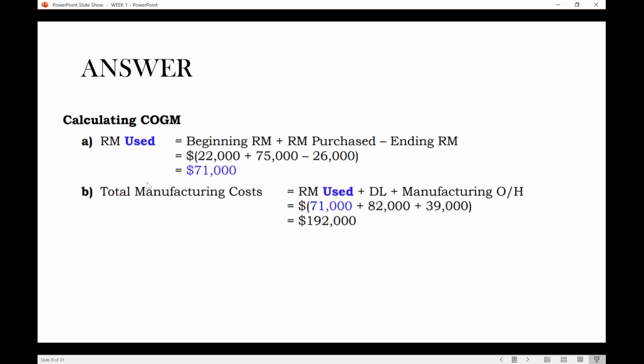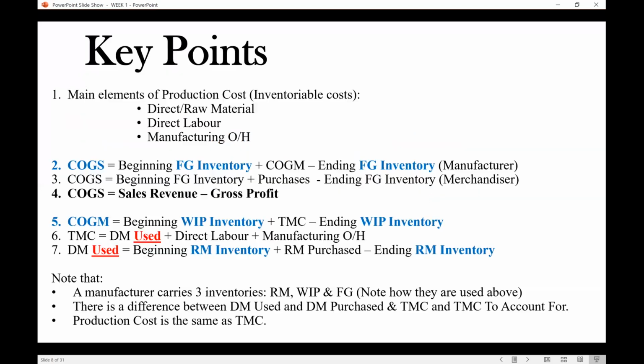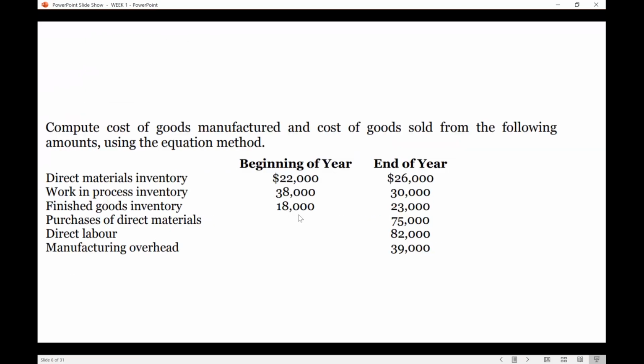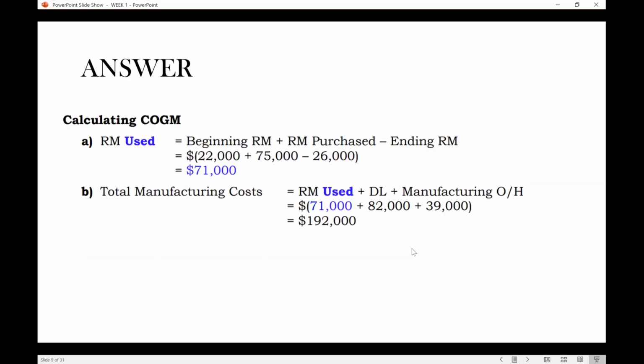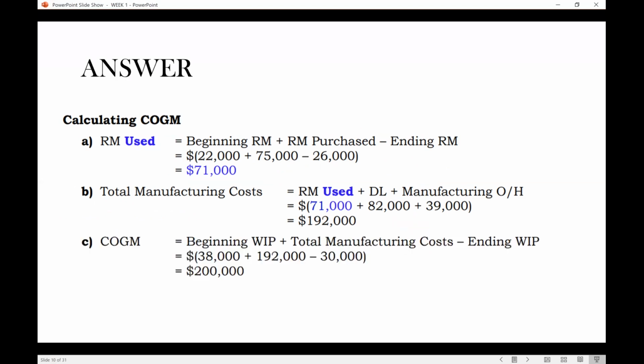The next equation is total manufacturing cost, right? The formula for it is the raw materials used that we just found, plus your direct labor, plus manufacturing overheads. We can go back to the question and look: we just found our raw materials used, and we have our direct labor and our manufacturing overheads. Those are the figures. And we would have gotten total manufacturing costs to be $192,000.